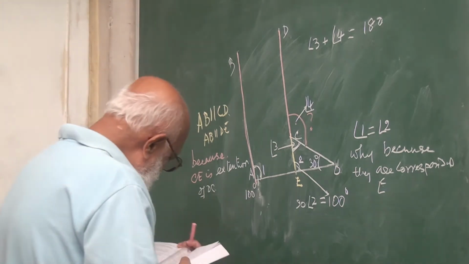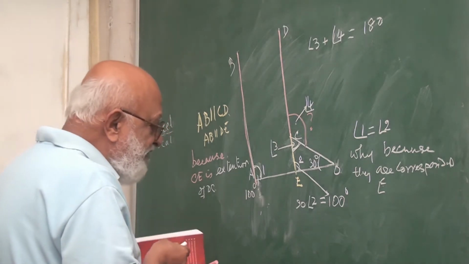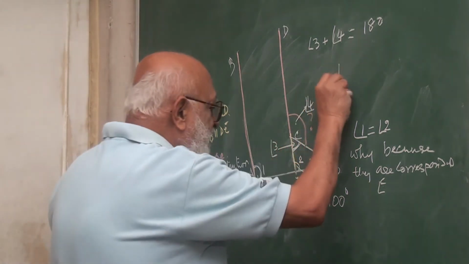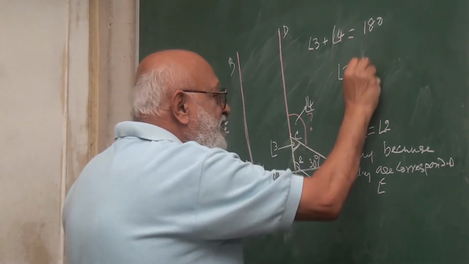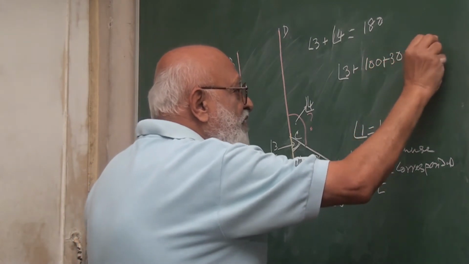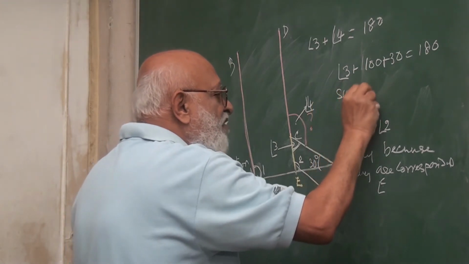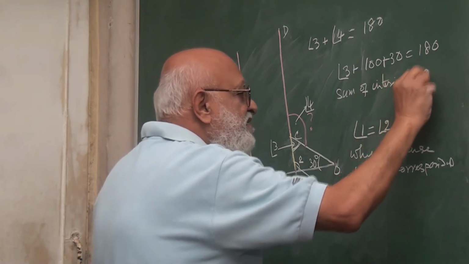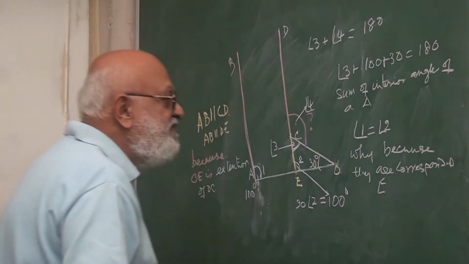Here, this point has been given as 30 degrees, and this is 100 degrees. So angle 3 plus 100 plus 30 will be 180. Why? Because this is the sum of the interior angles of a triangle. This is done?